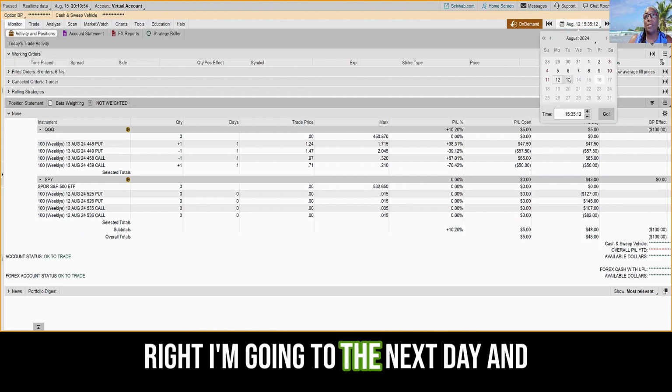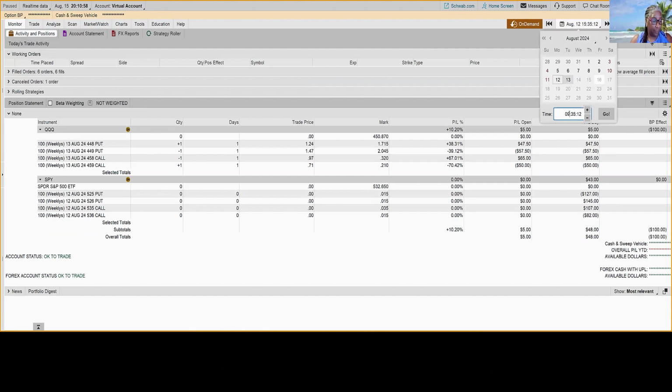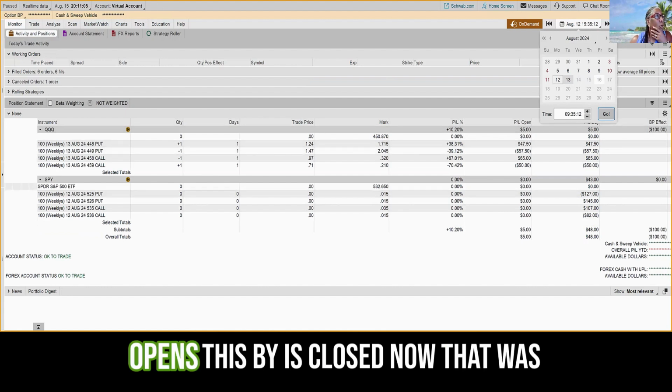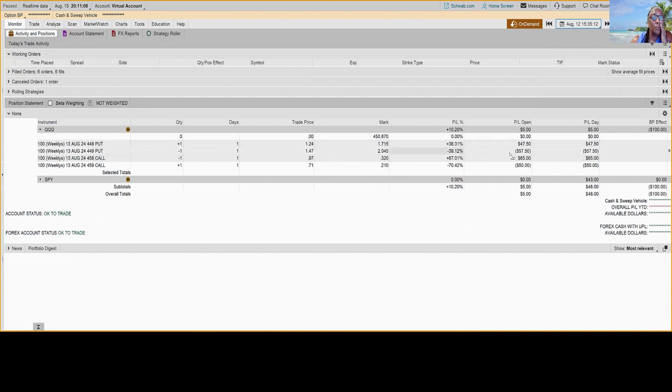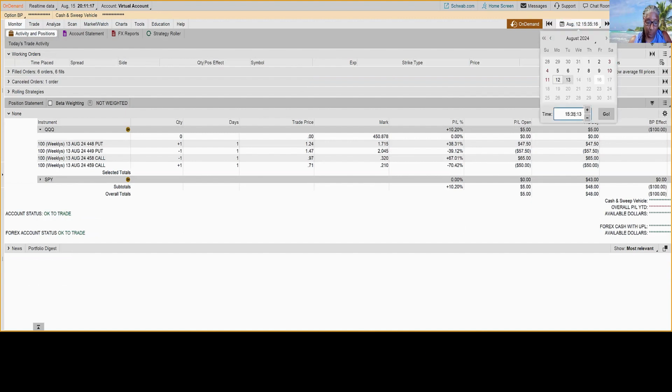All right, I'm going to the next day, and I'm going to show what we look like at 9:30, when the market opens. This SPY is closed now. That was the previous day's trade. Okay, I want us to go to the next day.